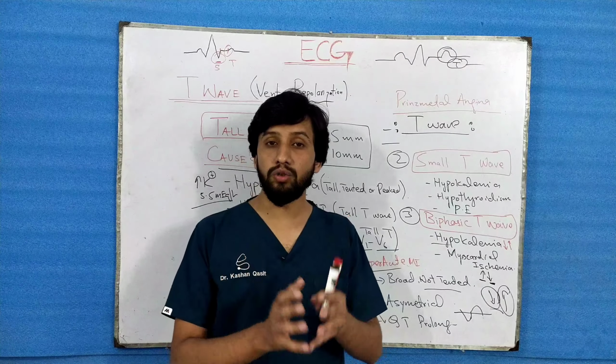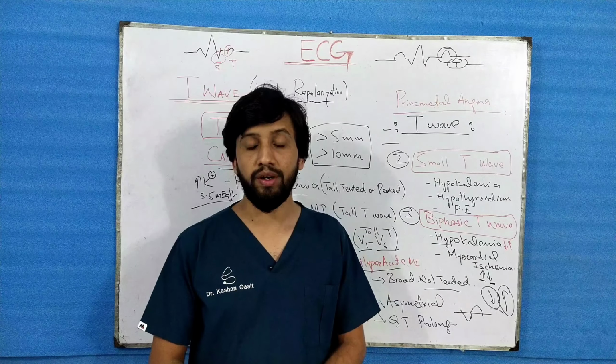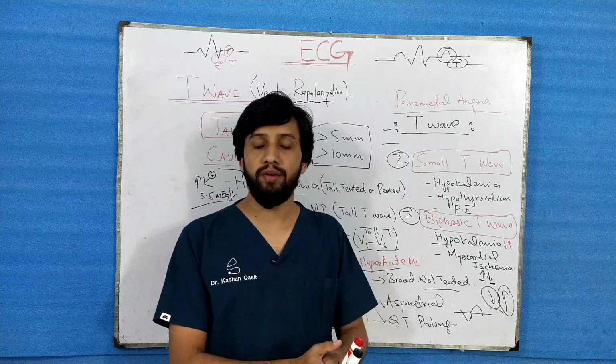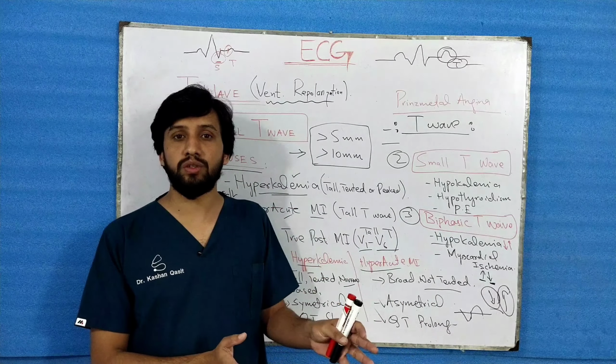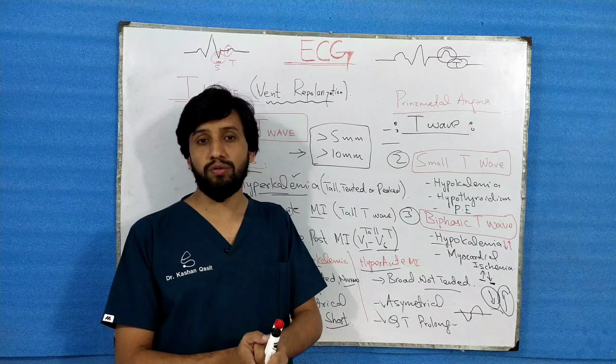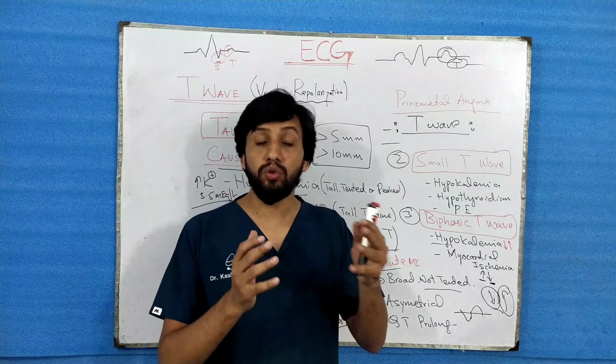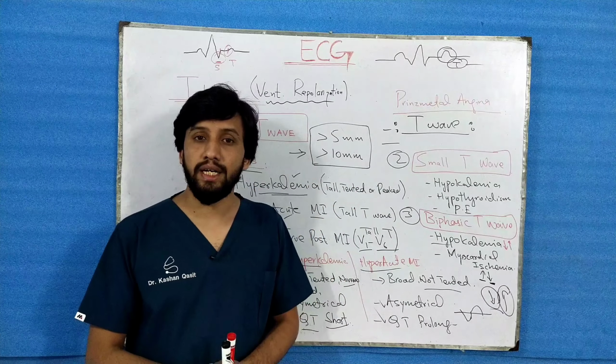So today we have discussed the other abnormalities of the T wave, like tall T wave, small T wave and biphasic T wave. In the next video we will be discussing the QRS complex, which is a major complex of the ECG. So stay tuned and do subscribe to my channel for the next video.